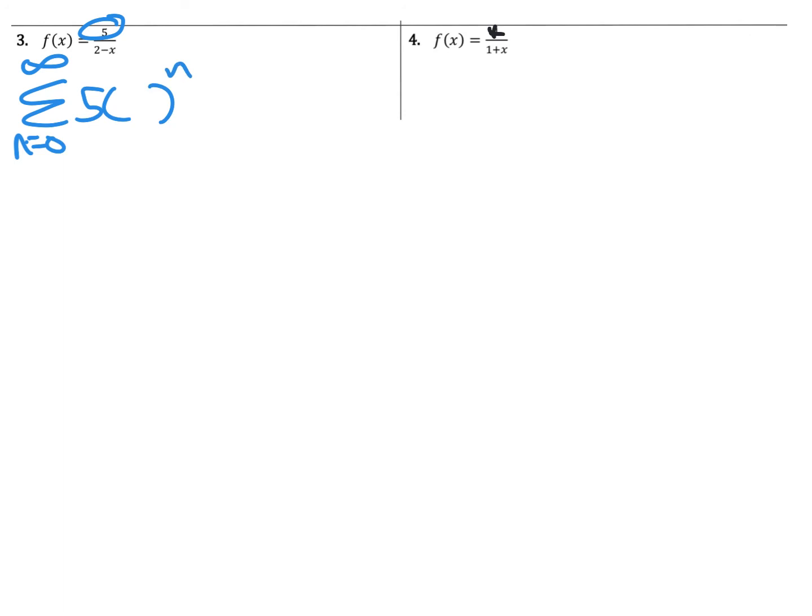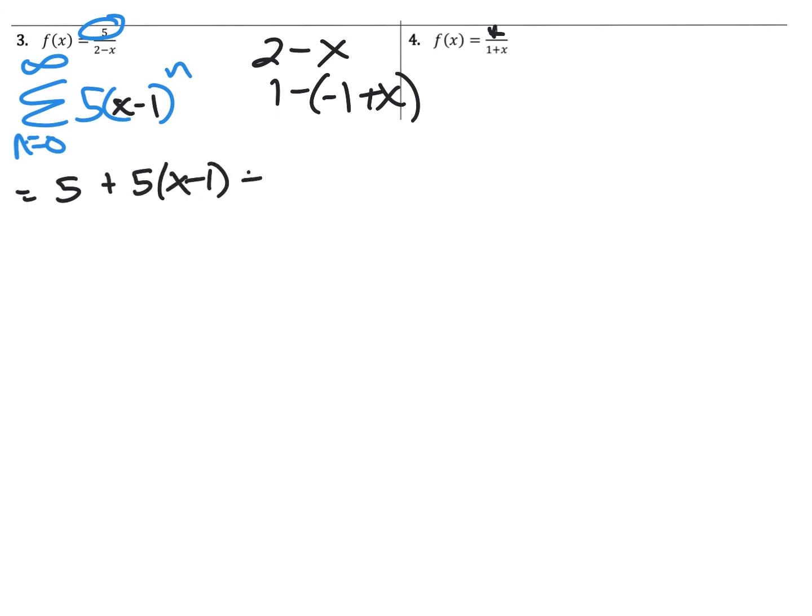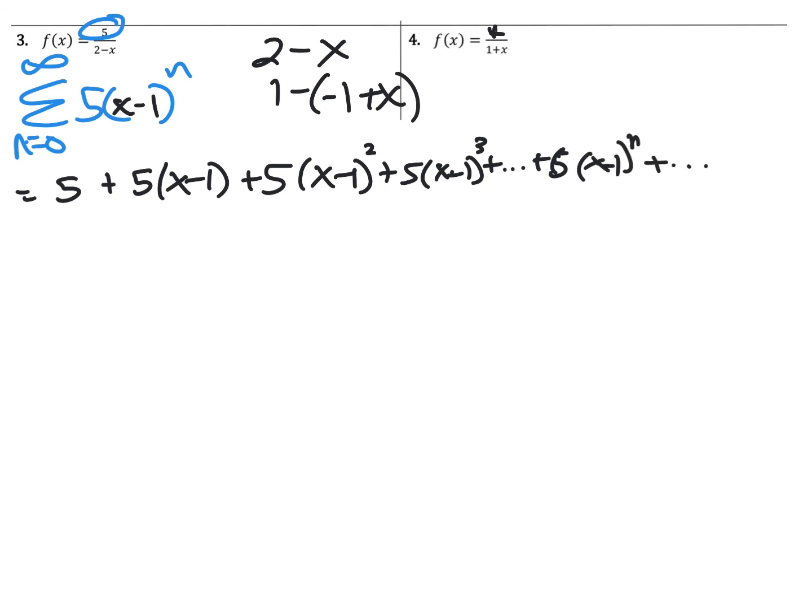The ratio here, if I rewrite 2 minus x to be 1 minus, this is going to be -1 plus x, or x minus 1. So I'm going to rewrite that as x minus 1 here. And then if I expand this out, I'm going to have 5, which is my first term, plus 5 times x minus 1. Every single one of these terms is going to have a 5. So make sure that you don't forget it, because it should be in front of every single term. 5 times x minus 1 to the n plus dot, dot, dot.